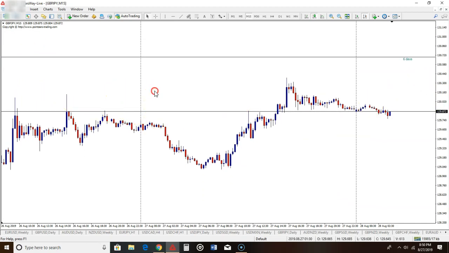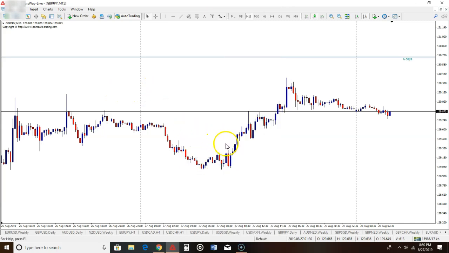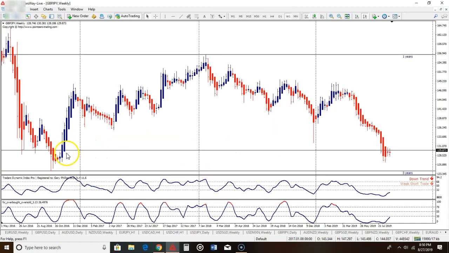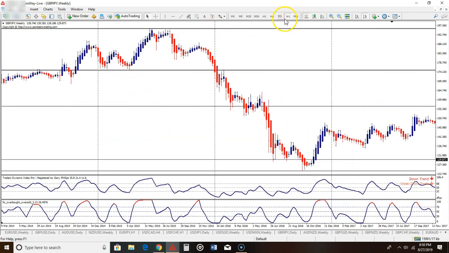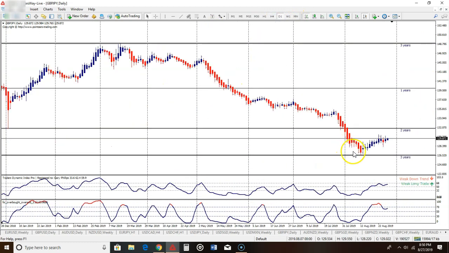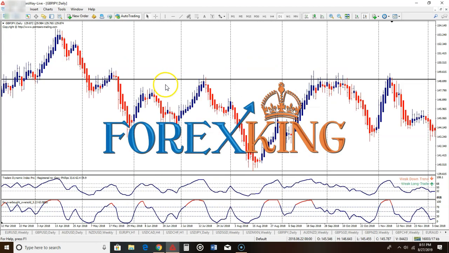Here's how my chart looks. Bam. That's my chart. Daily time frame. Bouncing right off this level to go up to here. Bouncing off this level. Go down to here. It's part of my trading strategy. That's how I like to trade. There it is. The levels.